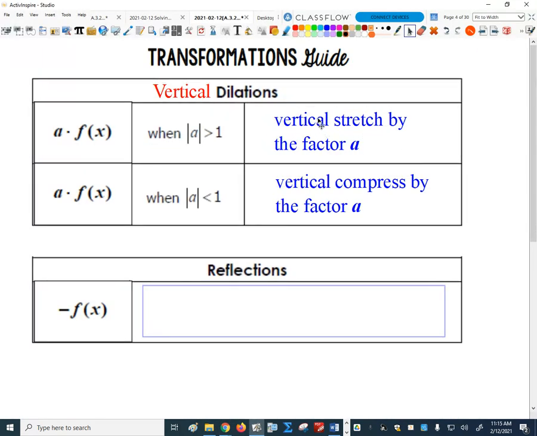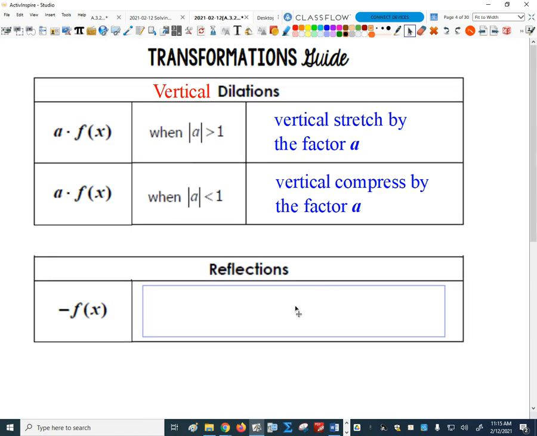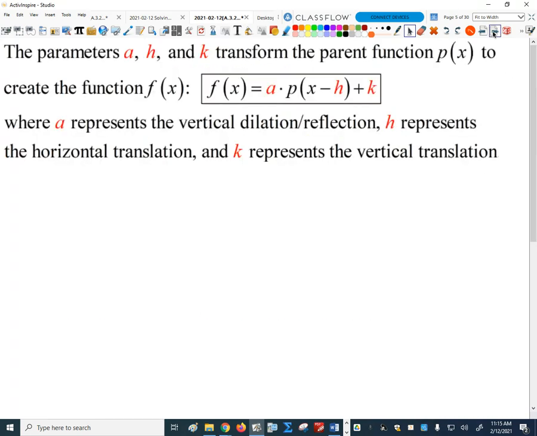Okay, so if I multiply by a negative value, then it's reflecting, in addition to stretching or compressing, it also reflects, right? So we've got these three numbers now, and we kind of know what they do. a is the vertical dilation factor, h is the horizontal translation, and k represents the vertical translation, right? a is the number that always gets multiplied by the function, so it's out in front being multiplied by the function.